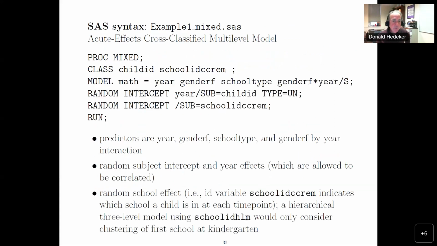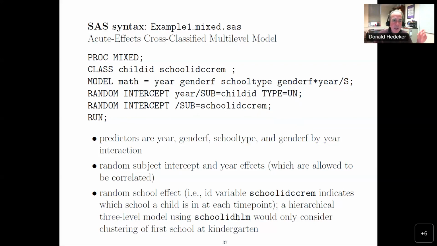Okay? Okay, so this shows SAS syntax for running this cross-classified random effects model. Here I'm going to identify the child ID and then the school ID on the class statement. And then I'll have here 2 random statements. One for the student, for the child, and here I'm running a random intercept and time model. Okay. Type equals structured allows the intercept and the time trend to be correlated. And here I have the clustering attributable to school ID. It's denoted CCREM because this is the ID that potentially changed across time.